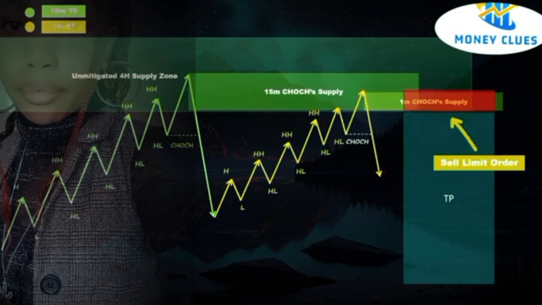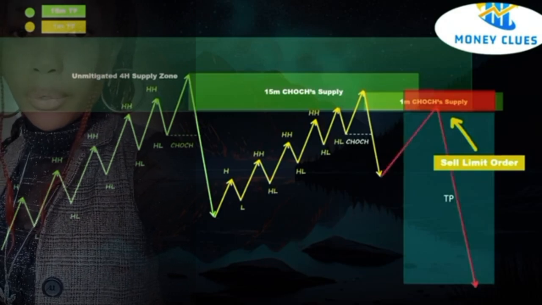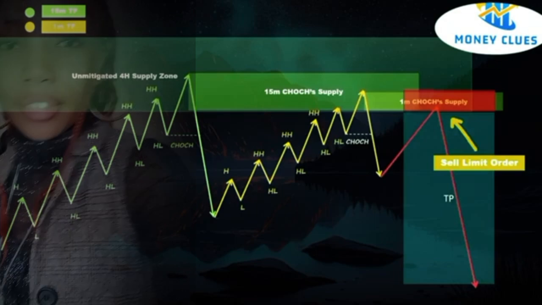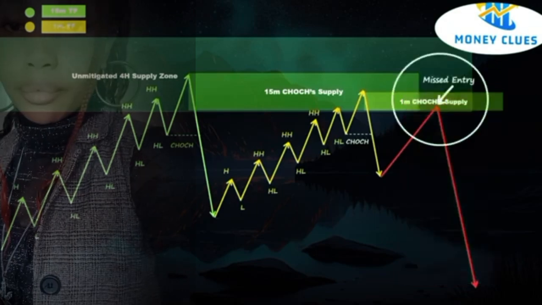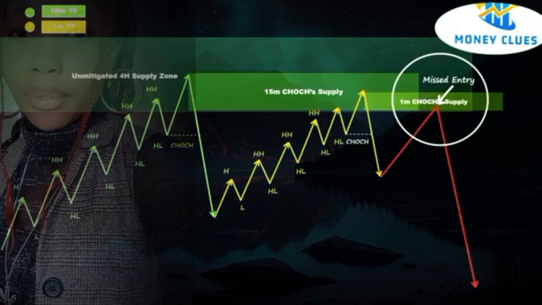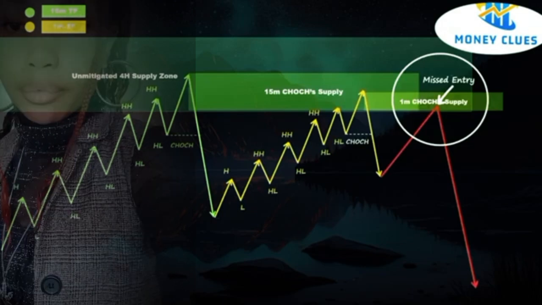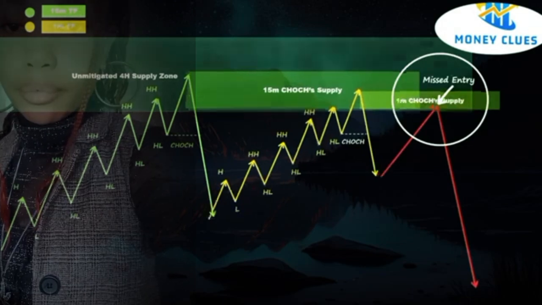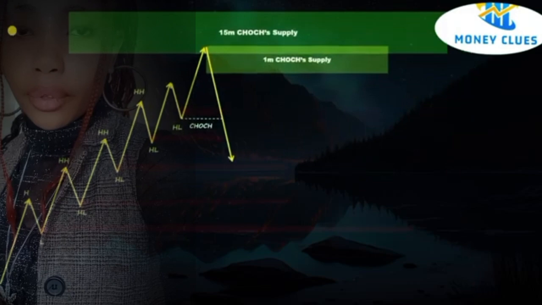Now, it hurts to miss entries, therefore, let me show you how you will be handling missed entries. If you miss the change of character entry or if the price action doesn't provide an opportunity due to volatility, in this scenario, taking the continuation trade becomes the safest way to enter the market.